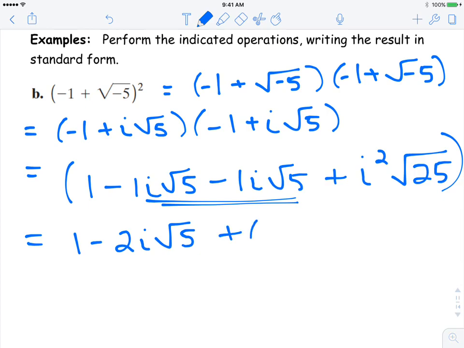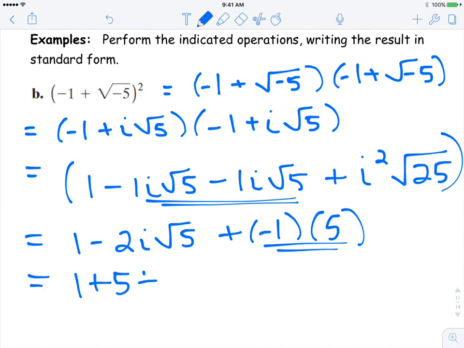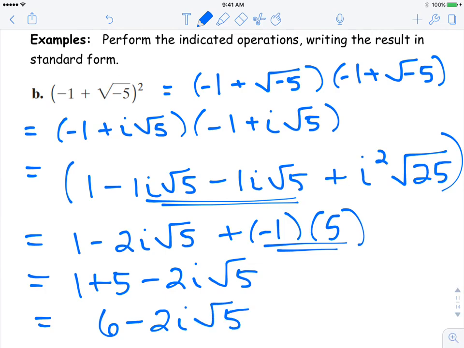Last, i squared is negative 1. Square root of 25 is 5. Combine here to give you positive 5. 1 plus 5 is 6. This answer now is in standard form.